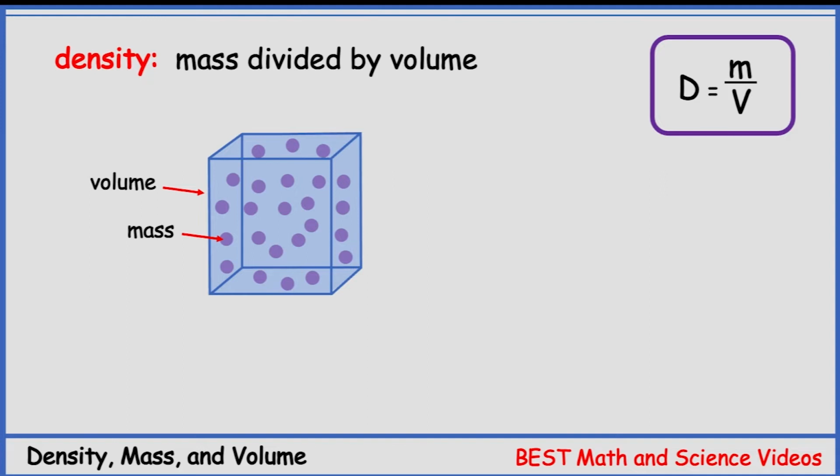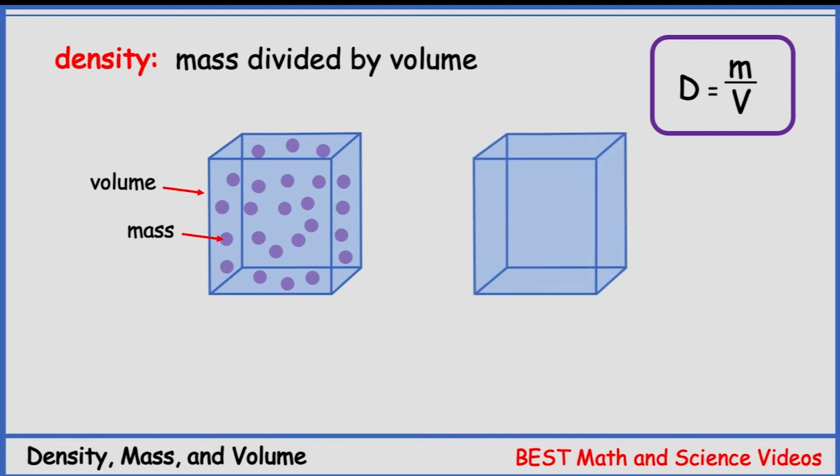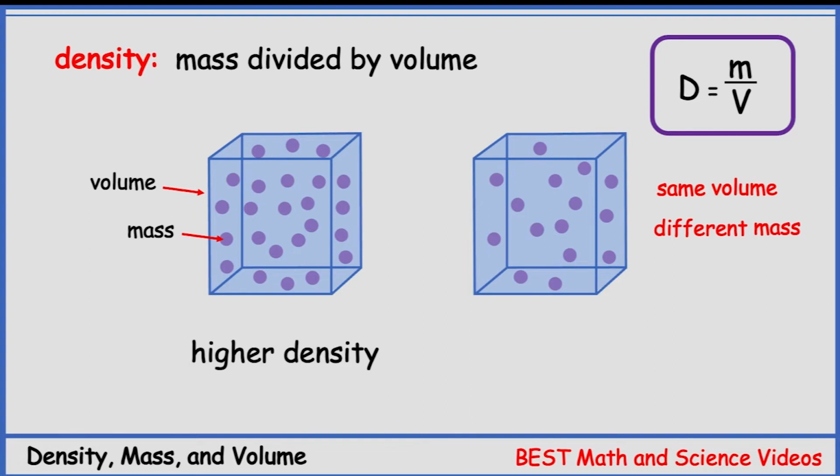Think about how density can change. Suppose we have another object that is the same size, but it is made up of fewer particles. The objects have the same volume, but a different mass. If the volumes are the same, then the one with the greater mass has a higher density, and the one with less mass has a lower density.